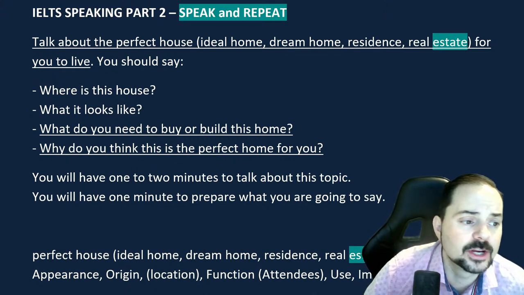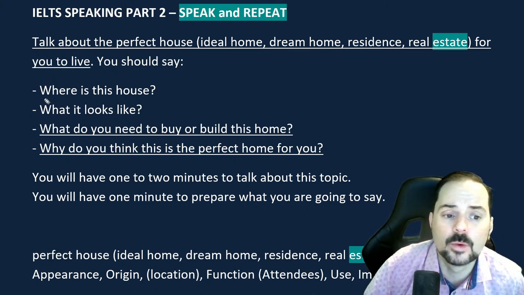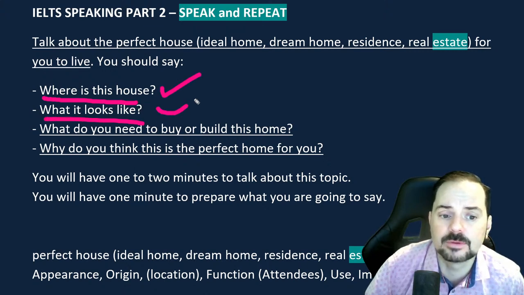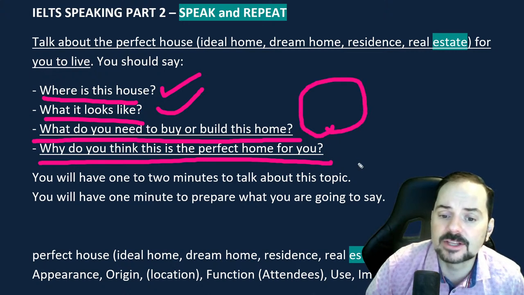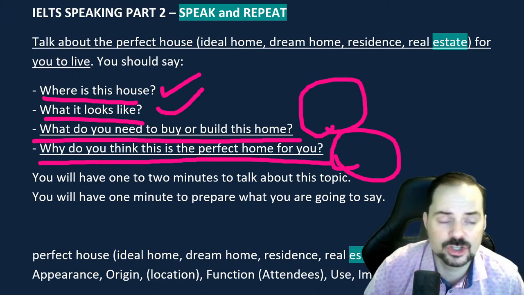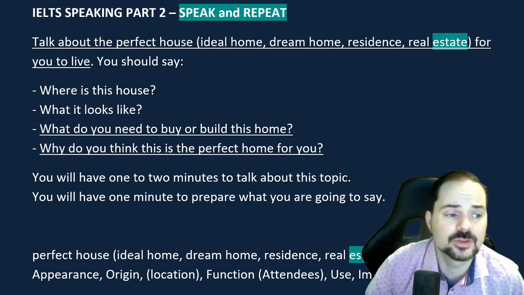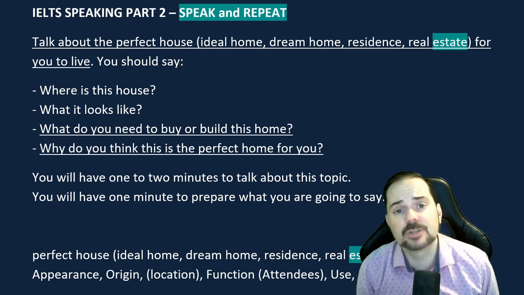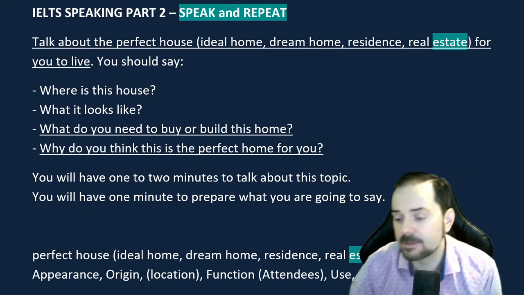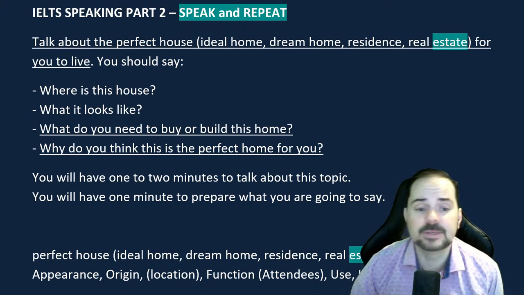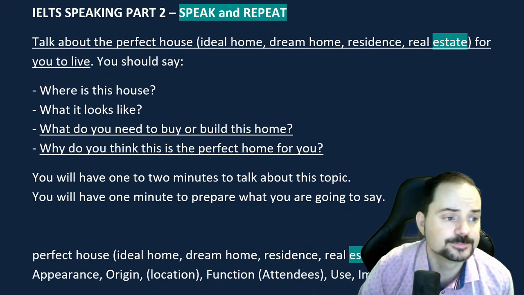So here we can say, okay, where is the house? We've identified that, what it looks like. We've talked about that. What do you need to buy or build this home? Why do you think this is the perfect home for you? So I still need to answer this question and this question, okay? And I have to make sure that I answer those before the examiner says my time is up. Otherwise, there's just no way that I'm going to get a band 8.5 or 9 in the speaking section, okay?